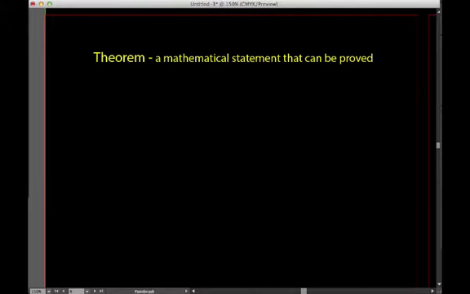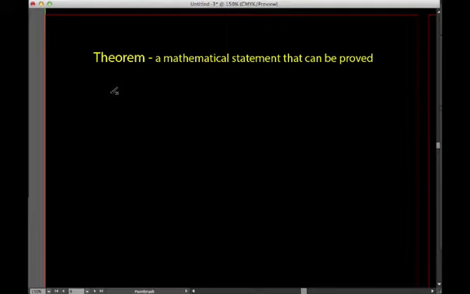All right, so we're going to begin talking about theorems. And so a theorem is a mathematical statement that can be proved. All right, so you're going to see a lot of these theorems throughout geometry. And then we're actually going to start our first proof here, albeit a fairly simple one, but our first proof.